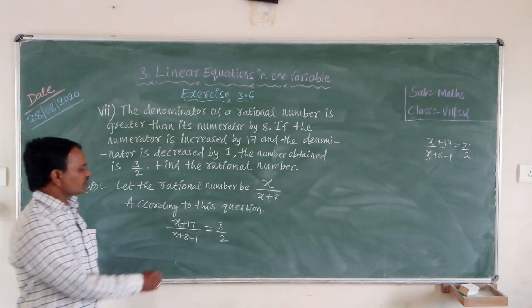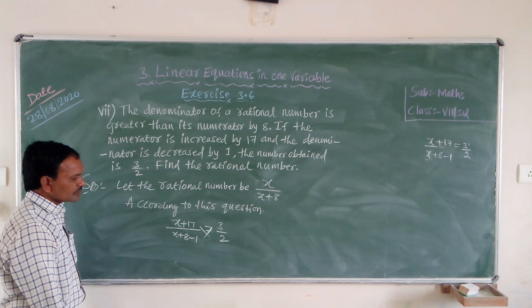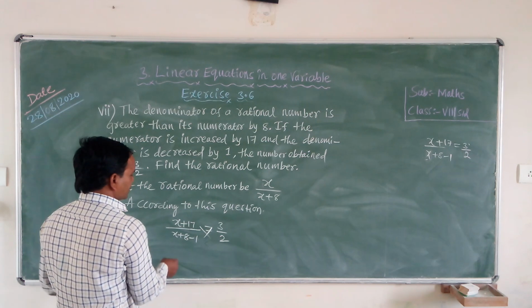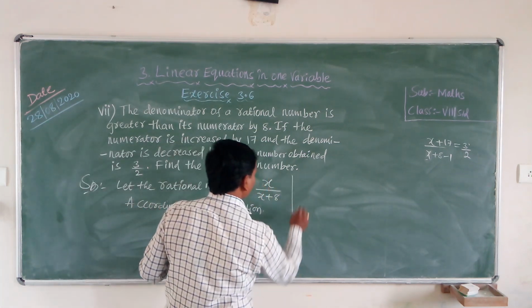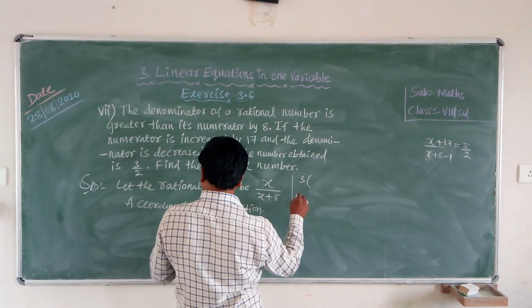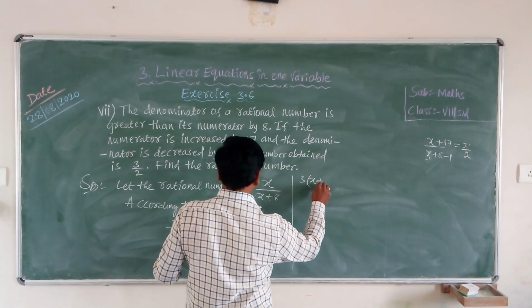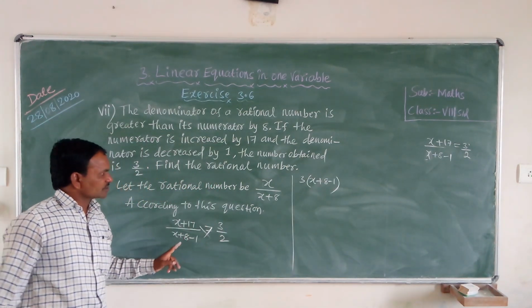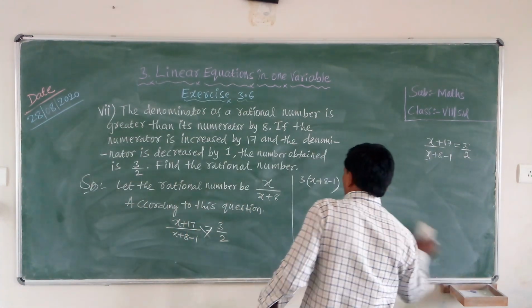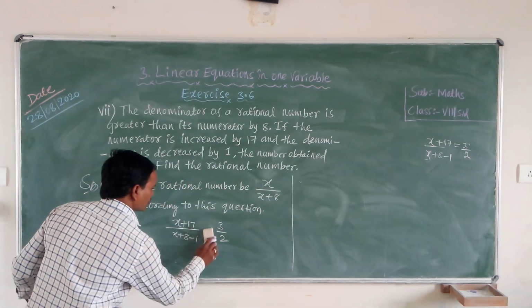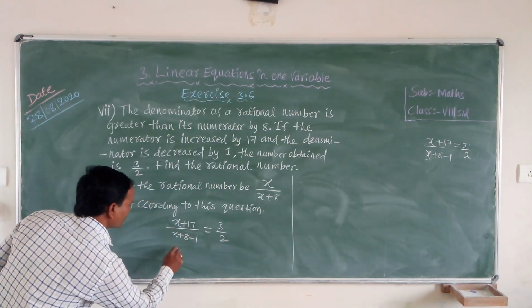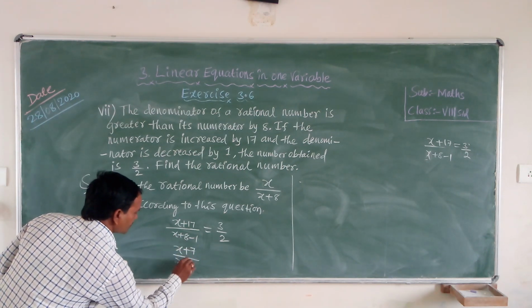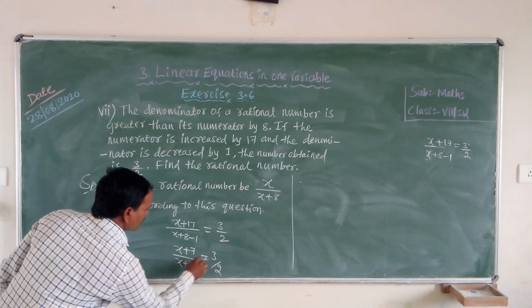Now cross multiplication. But first you have to simplify here; don't go directly to cross multiplication. See, in one step: x plus 17 divided by x plus 8 minus 1, which is x plus 7, is equal to 3 by 2. Now cross multiplication.